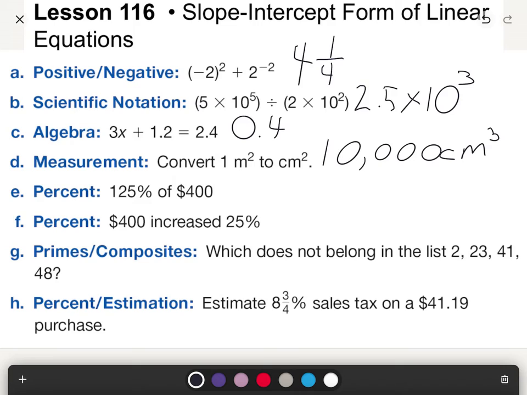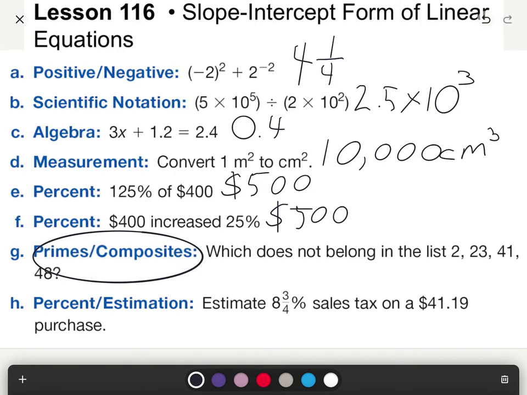Okay, so this is just 400 plus 1/4 of 400 is $500. And this is also 400 plus 1/4 of 400 is $500. Okay, primes and composites. Which does not belong to the list? 2, 23, 41, and 48. Well, they give away the hint here, which is to say that we're talking about primes and composites, and most of these are prime numbers, except for the 48. 48 does not belong there.